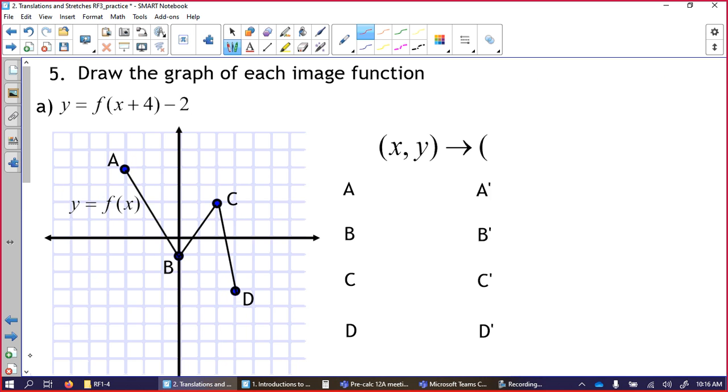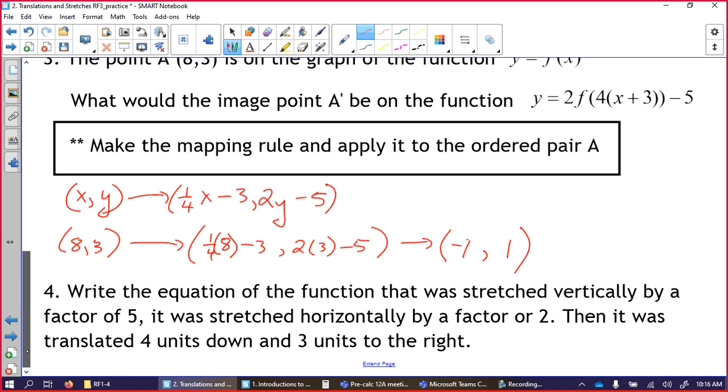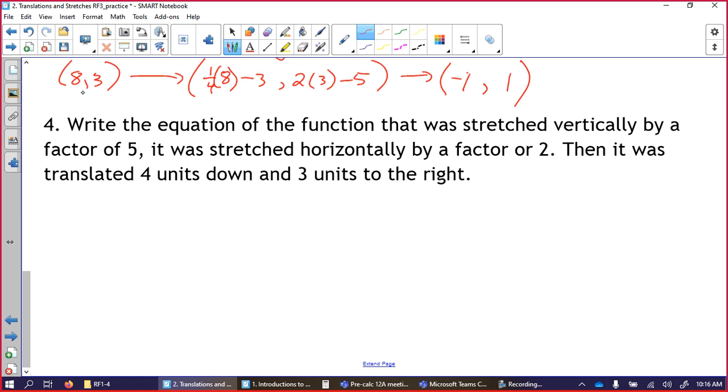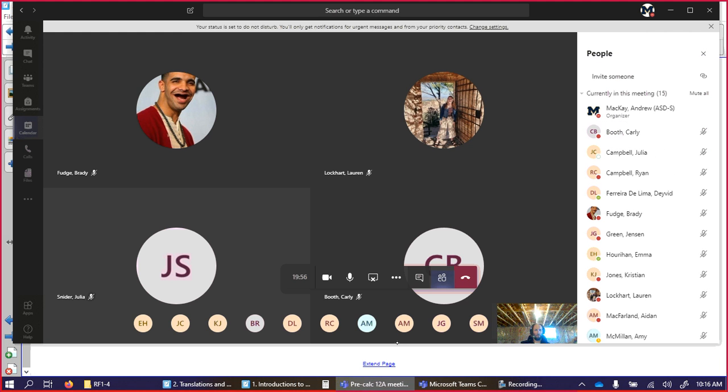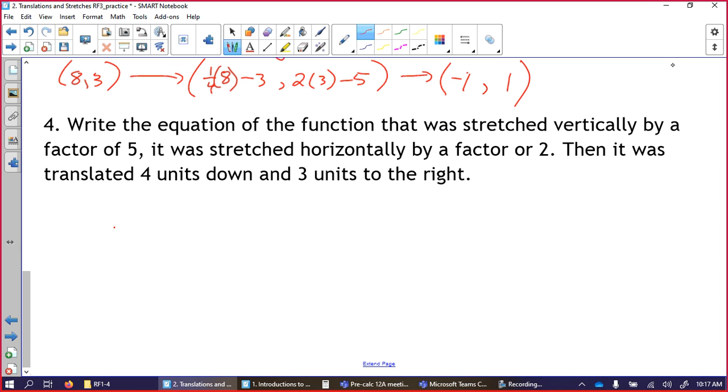Now, the fourth one down here is a little bit different. I guess I should say, are there any questions thus far? Everybody's happy? Excited that it's Tuesday and it's sunny. And I don't know, it's Tuesday.